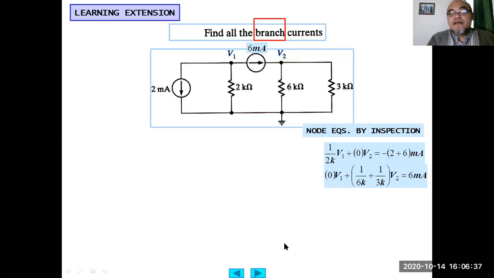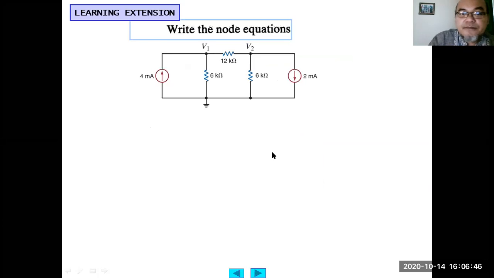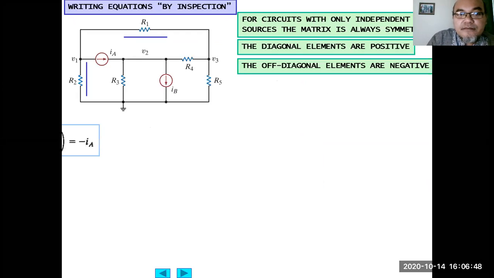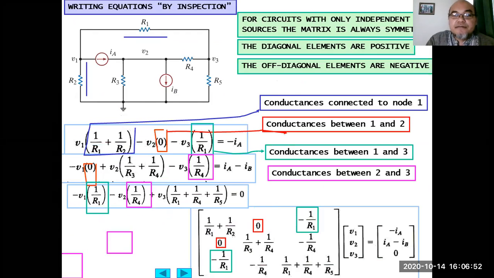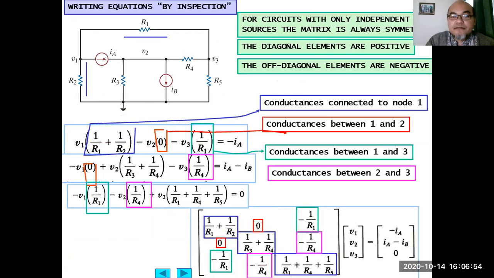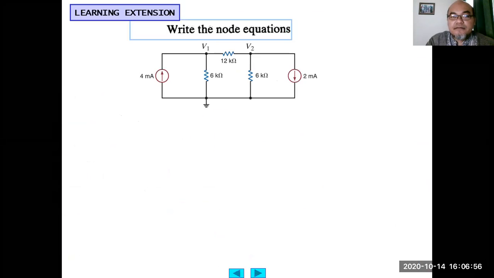Okay. So let's give some example here now. Is this the first one? Okay, so we have done this in the previous session. So for example here, write the node equations.